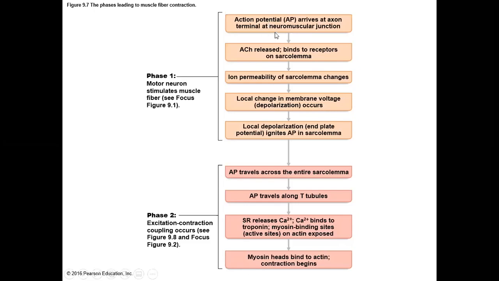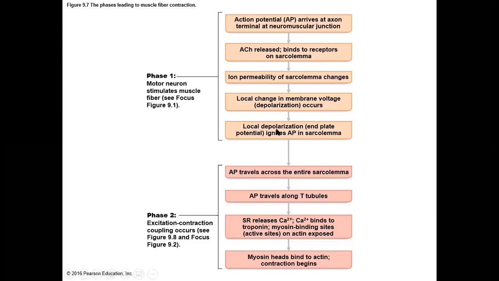When that action potential arrives at the neuromuscular junction, acetylcholine, a neurotransmitter, is released and binds to the receptors on the sarcolemma, which, if you recall, is the plasma membrane of a muscle cell. We just give it a fancy name. Ion permeability of the sarcolemma changes. What that really means is we have a massive flip in ions where sodium floods in and potassium floods out. That causes depolarization to occur along the membrane.